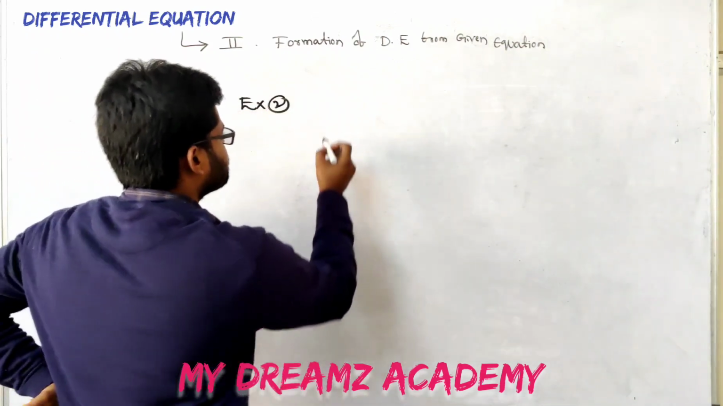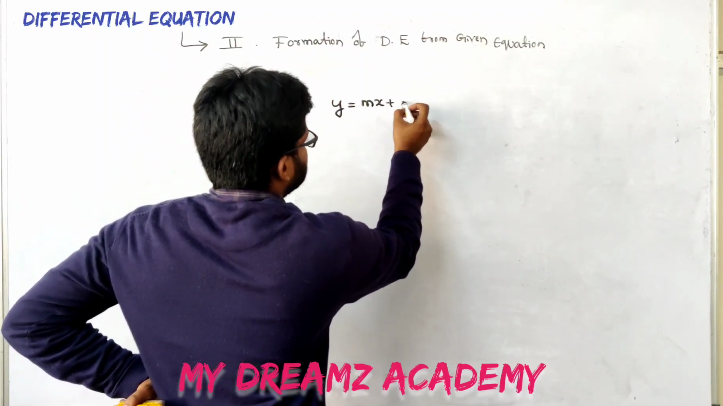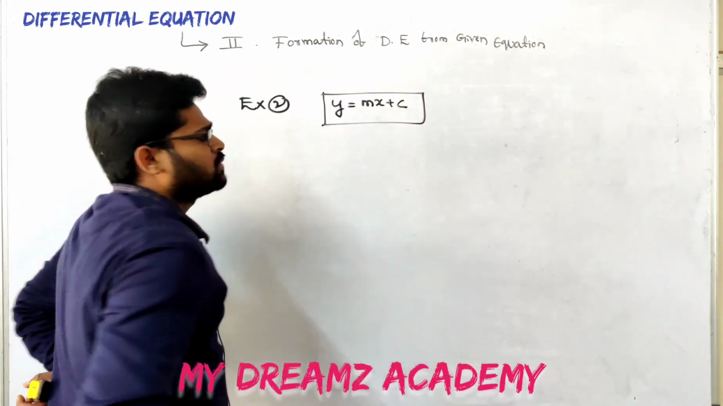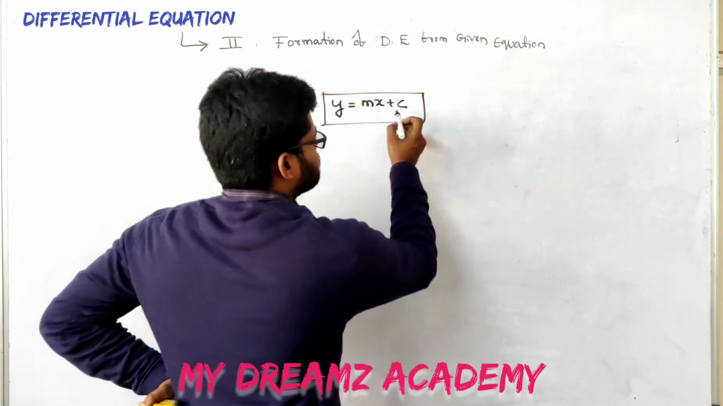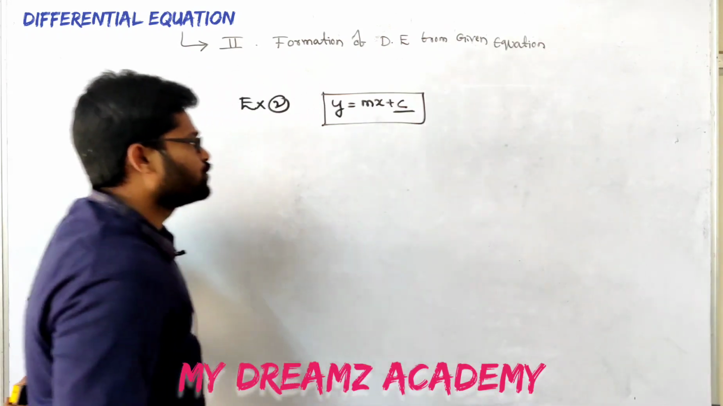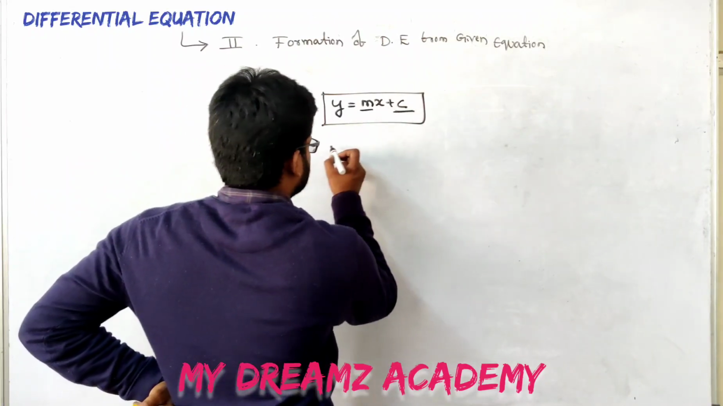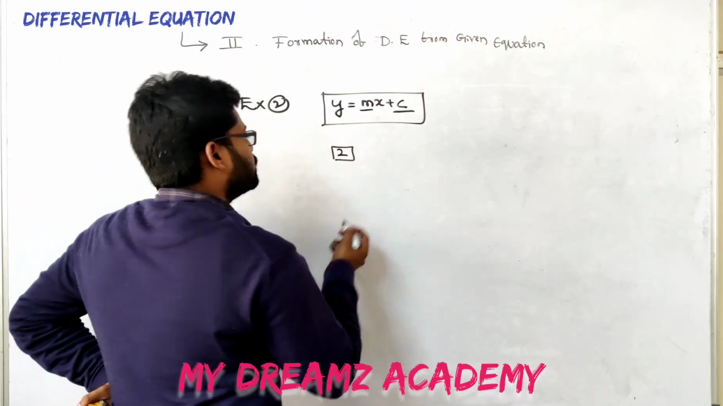Example 2, y is equal to mx plus c. This is also a straight line equation, but it is not passing through the origin. It has some constant. So how many arbitrary constants does it contain? The arbitrary constants are 2.